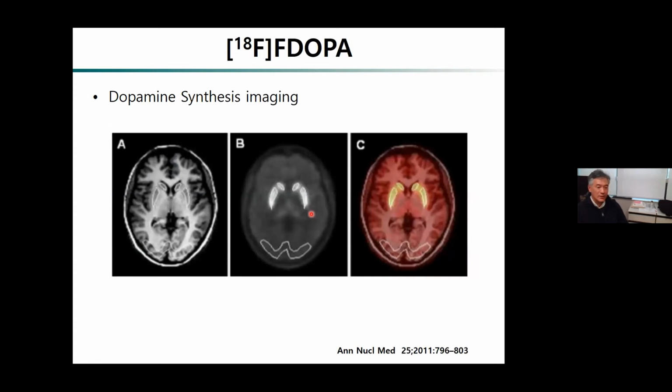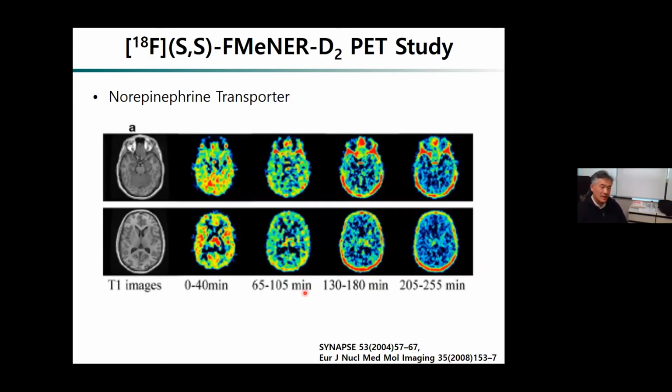And here you can see the dopamine synthesis image with the F-dopa, F18 labeled F-dopa. And this is the norepinephrine transporter imaging.